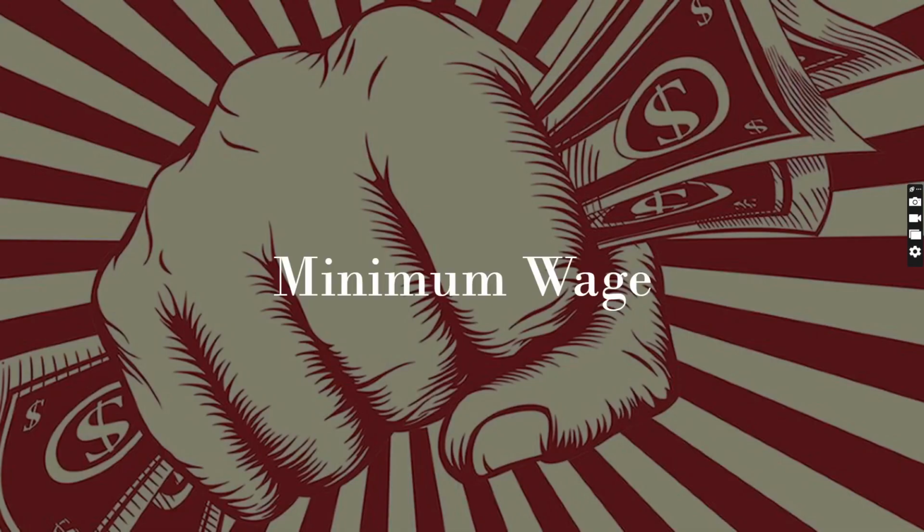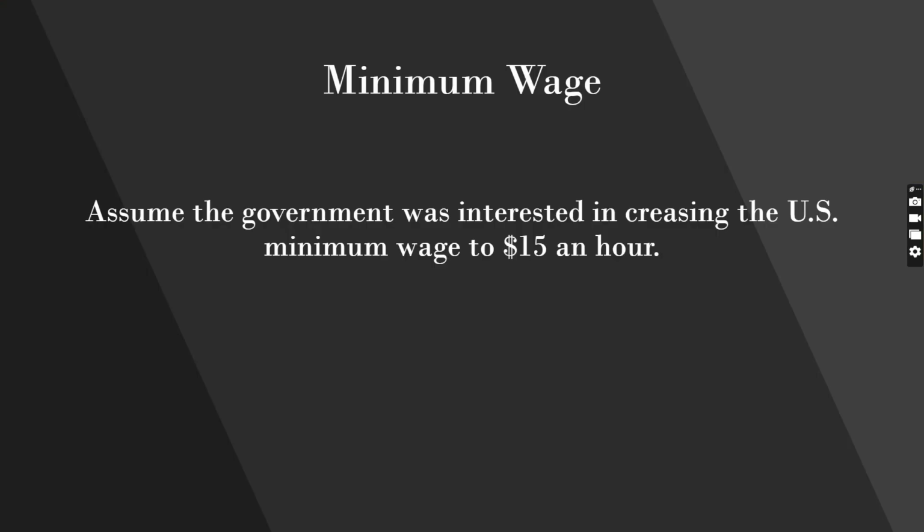All right, so now we're going to cover the last thing, which is the minimum wage, and we've actually already drawn this in Unit 2 when we learned about price controls. We drew the minimum wage in the labor market. I just didn't tell you that it was a factor market, but we're going to review it very quickly. I want you to assume that the government was interested in increasing the U.S. minimum wage to $15 an hour, which is a real thing that people have been debating for several years now, since 2018, 2017, they were talking about it.